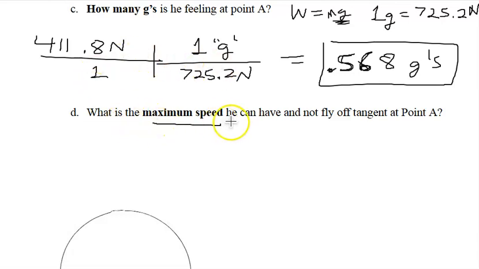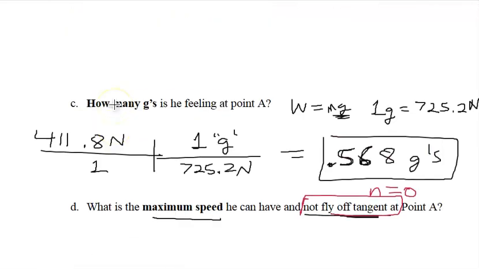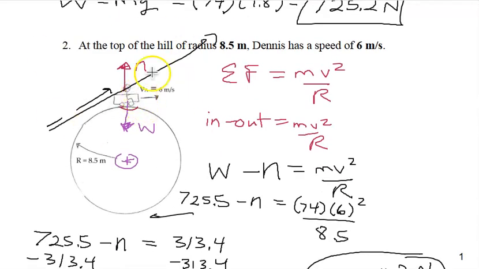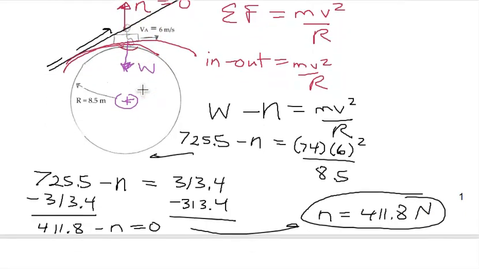Okay, and then D, we're looking for the speed to not fly off tangent. That means he's going to lose contact. That means the normal force equals 0. So the force diagram is the same, except this is now 0. So instead of weight minus normal, it's just the weight. There's one perfect speed for which that weight is exactly what it needs to be to turn him. If he goes faster than that, he's going to fly off tangent. If he goes slower than that, the weight isn't enough to turn him, and that's what triggers the normal force.